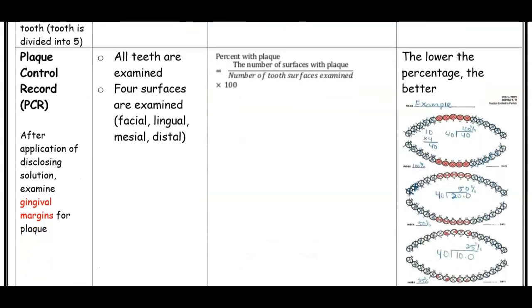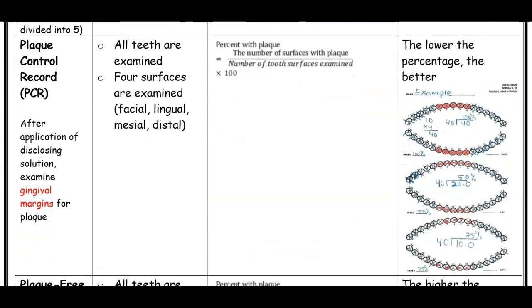Let's look at another type of plaque index. Now we have the plaque control record. The plaque control record looks at how much plaque is along the gingival margin, or along the gum line. You could use all teeth, so all teeth are examined, and we divide each tooth into 4 surfaces. If we look over here, you can see each tooth has been divided into 4 surfaces. If I zoom in, it looks like this: the distal, mesial, lingual, and facial are all outlined here.